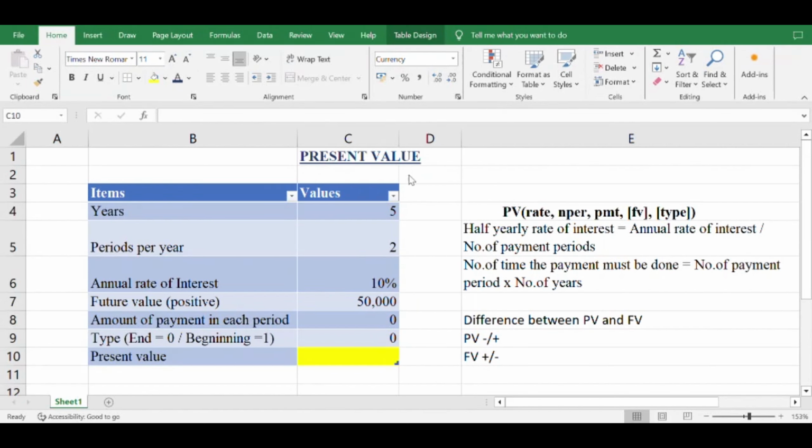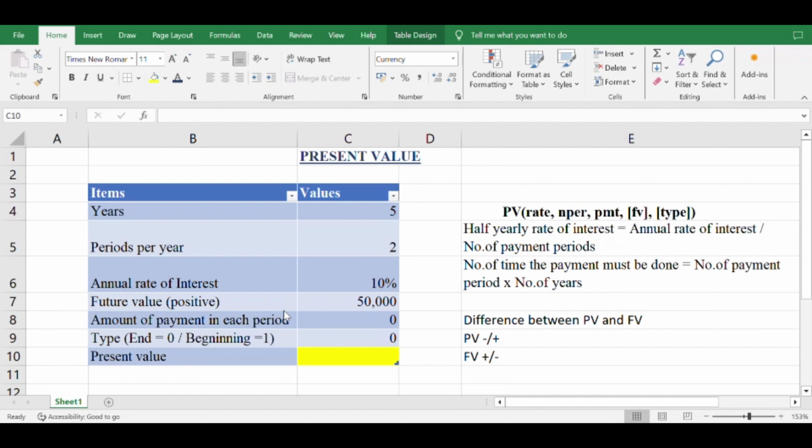your expected future value and your annual interest rate. So as the formula goes, it's PV, the name of the function, the interest rate, the payment periods, the amount of payment, and here it's almost the same as the previous formula, but instead of present value, you add the future value of your investment and then type a closed bracket.